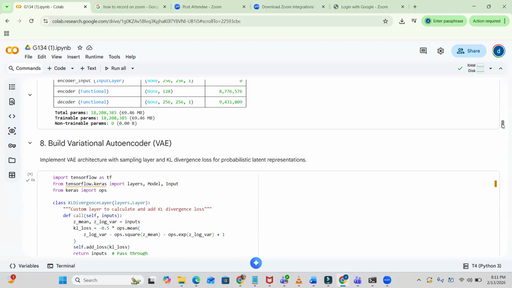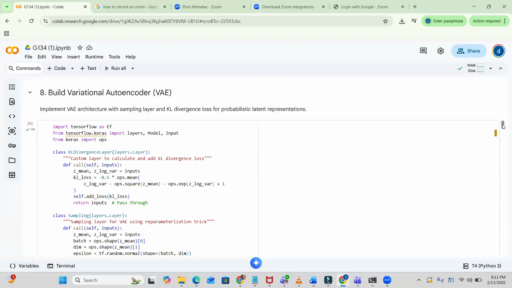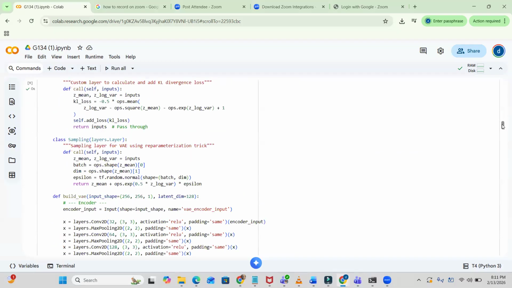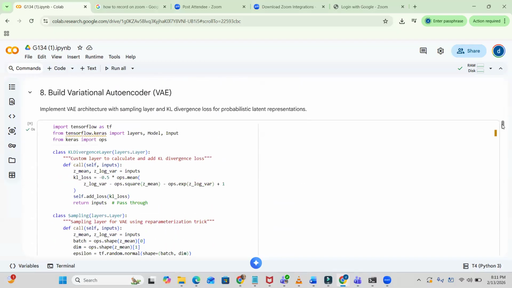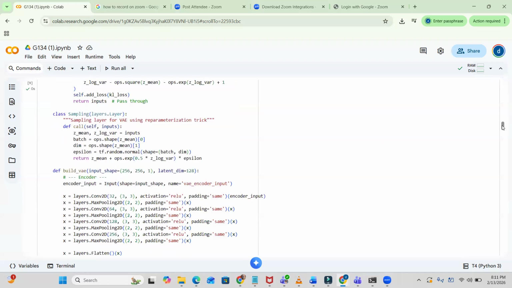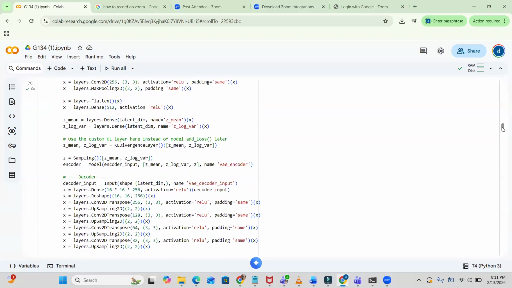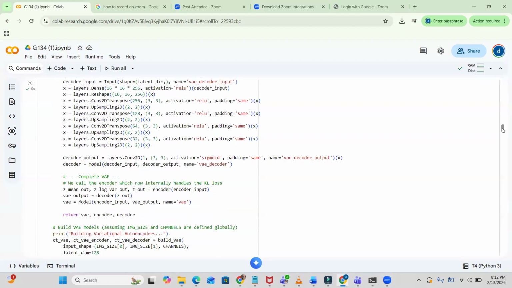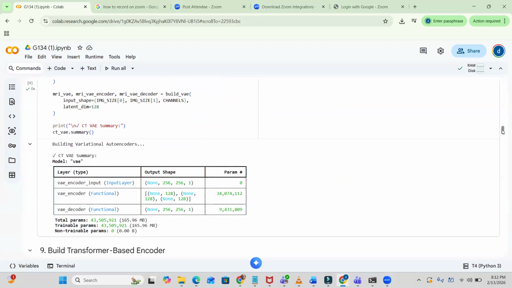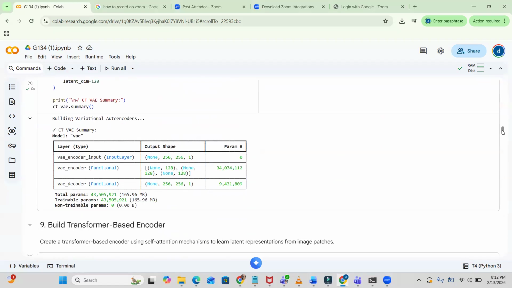So the toughest part on this end was making the VAE sampling operation differentiable for backpropagation. And the way that we solved it is by using the reparameterization trick. What that entails is that we use the computed mean vector and the log variance vector, then sample epsilon from a standard normal and scale it.